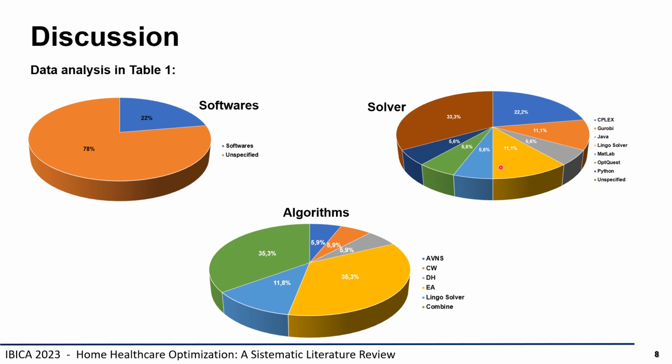In terms of algorithms, 35.3% of the works indicate the use of evolutionary algorithms, 11.8% use Lingo, and 35.3% present a combined approach of different algorithms.